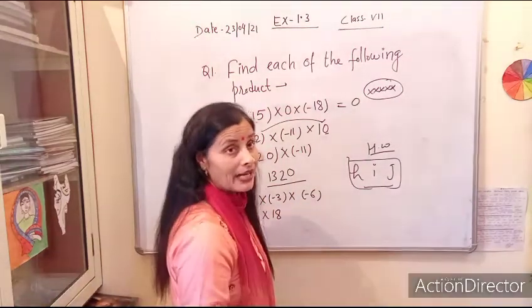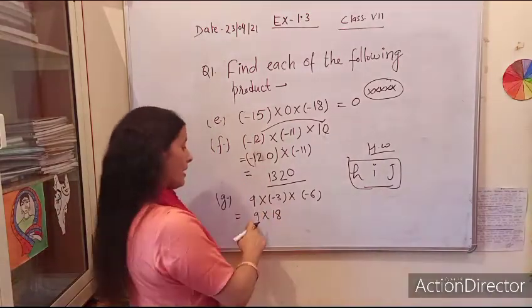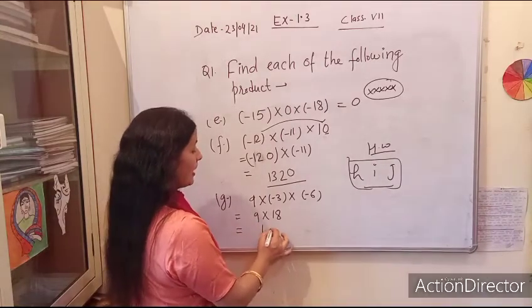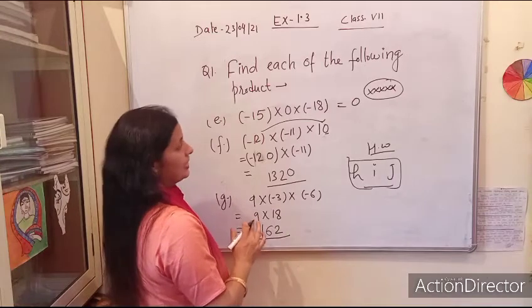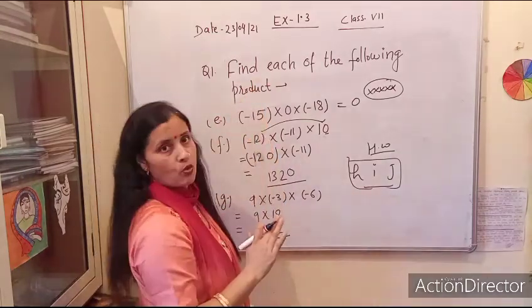Either you can multiply 9 with 18, or you can read the direct table of 18, but how many times? 9 times. So 18 nines are 162. 18 nines are 162. So we have done question number 1 of exercise 1.3.